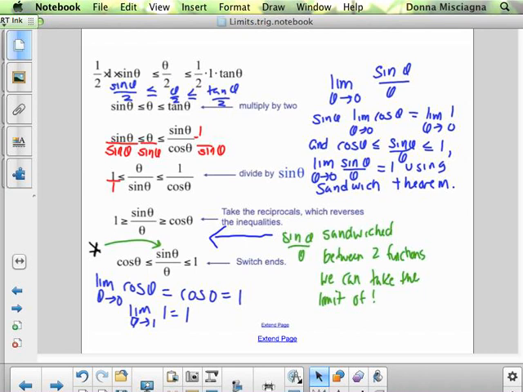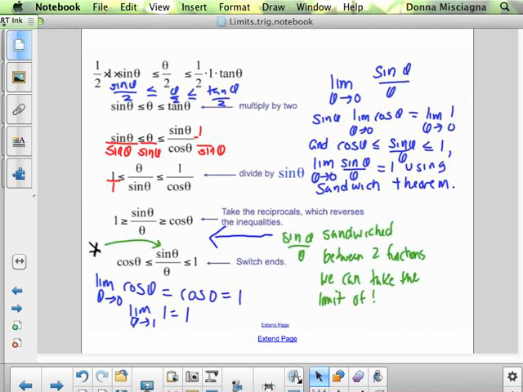If I flip theta over sine theta, now it's sine theta over theta. Yay, that's what we wanted. And if we flip 1 over cosine theta, we have cosine theta. You're allowed to do that. However, you have to flip the sign, right? So now the signs are the opposite. So now we've got that sine theta over theta sandwiched between 1 and cosine theta.